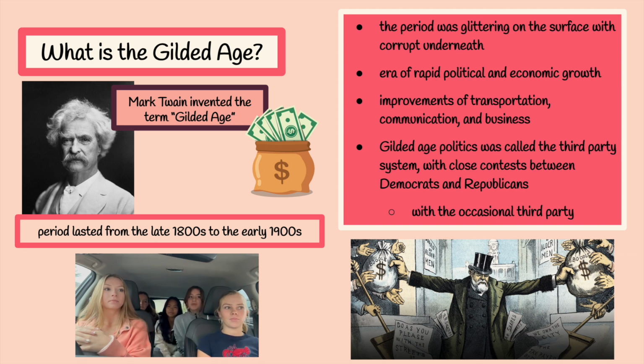Gilded Age politics was filled with close competitions between the Democrats and the Republicans and was called the third-party system, with the occasional third party involved. The period lasted from the late 1800s to the early 1900s.